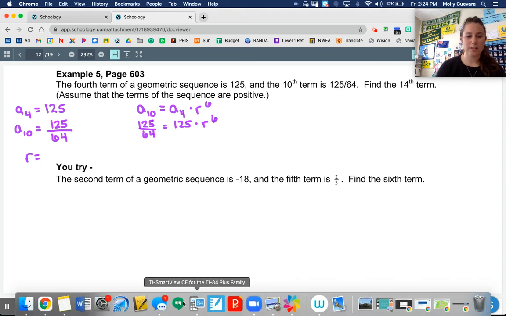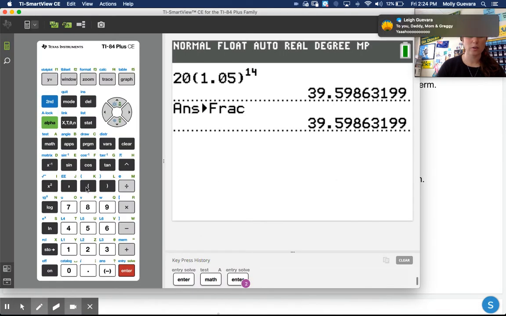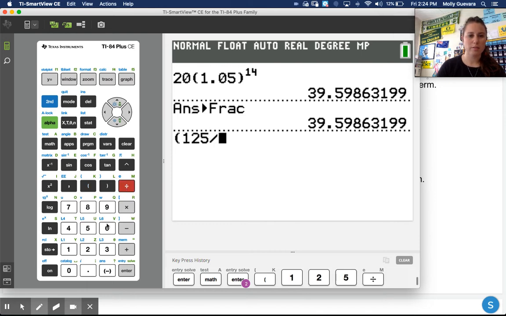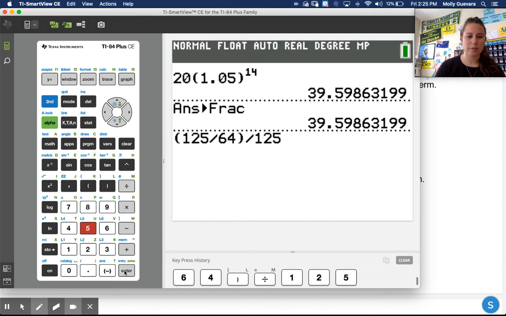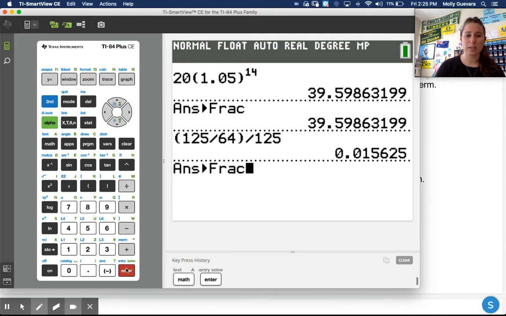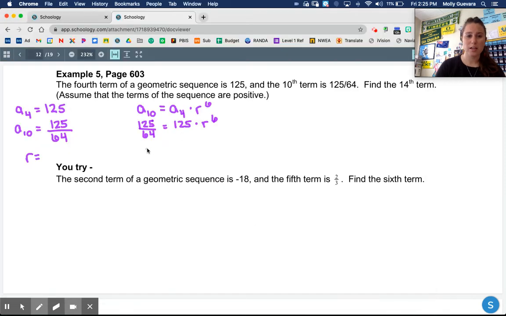And I can just enter this into my calculator. So I'm going to do 125 divided by 64. I'm doing that in parentheses so that my calculator knows that that is one fraction. And then I'm dividing that by 125. Again, I get a decimal. I don't want a decimal, so I'm going to convert it back to a fraction. And I get 1 over 64 equals r to the 6th.